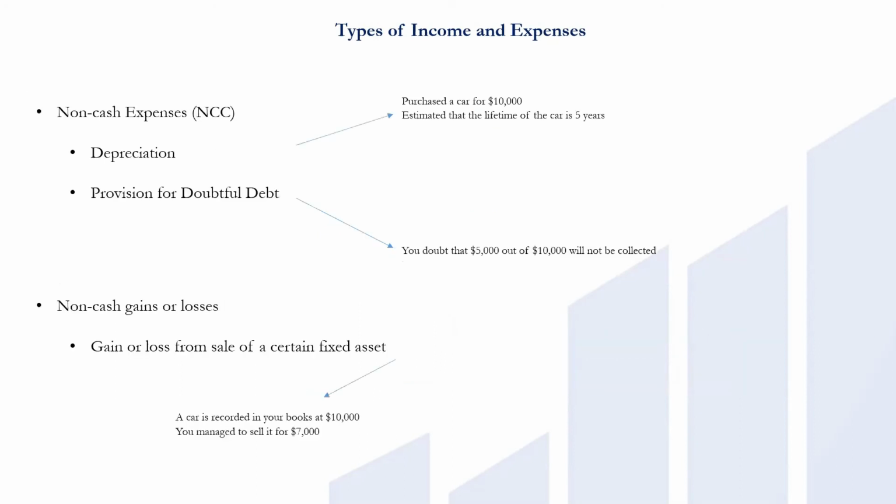So guys, we have discussed the segmentation of the income statement. Now it's time to talk about certain expenses that we should expect to see in an income statement. The first type is what we call the NCC, the non-cash expenses or the non-cash charges. Two of the most common examples are depreciation and provision for doubtful debt.